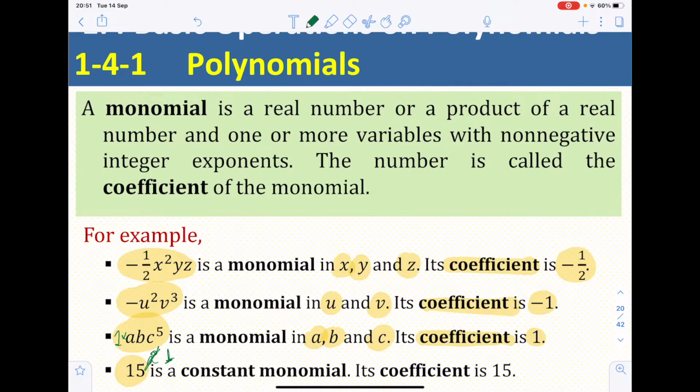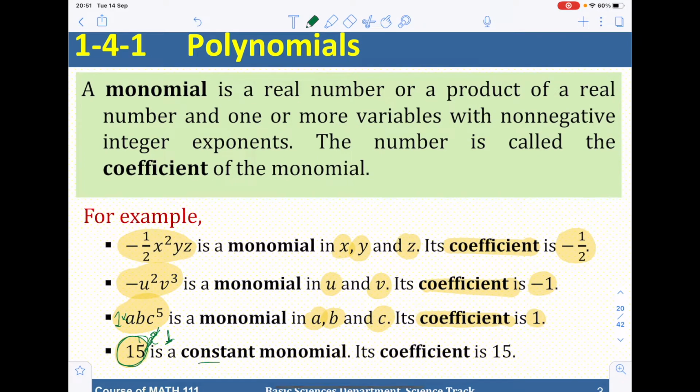So we call this kind of monomial a constant monomial. Constant monomials. And the coefficient here equals 15.